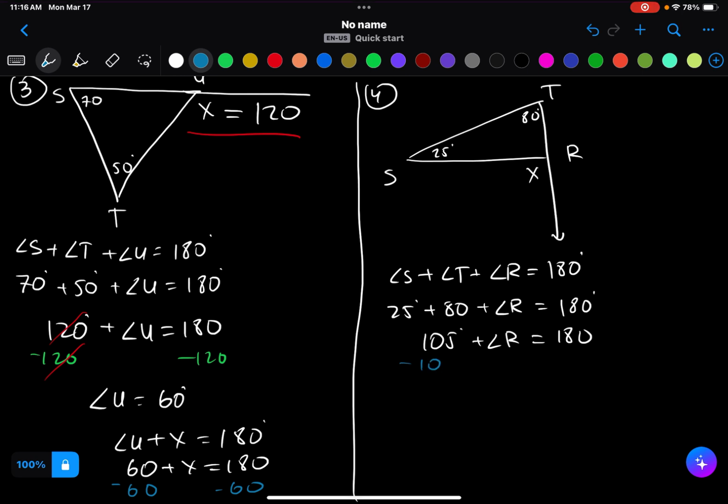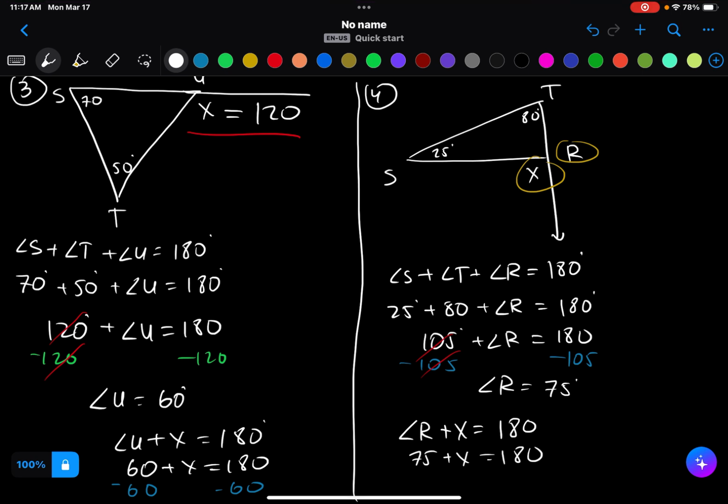I'm just speeding through this because this part we've done so many times. Hopefully this is now second nature to you. So angle R is going to be 75 degrees. Now that I know angle R, I can find out its supplementary pair because they have to add up to 180 degrees. So angle R plus X has to equal 180. And I know angle R, so that's 75 degrees plus X equals 180. Now all I need to do is subtract 75 degrees from both sides.